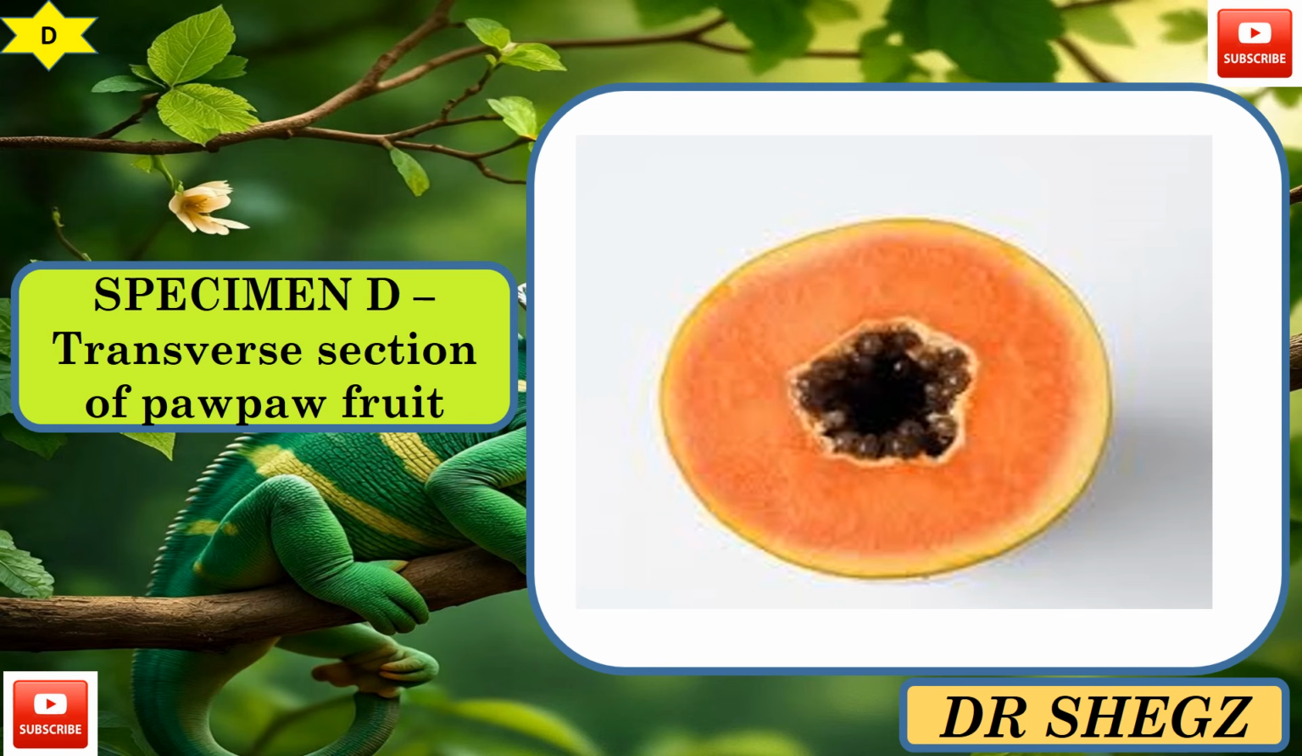And remember that they are also endoskeleton, because we will deal with the millipede much later, and you will see that the millipede has an exoskeleton, and the crab has an exoskeleton. Please, some of these things I'm mentioning, I may not have prepared slides for them, but you must know them. So specimen D, transverse section of pawpaw fruit.